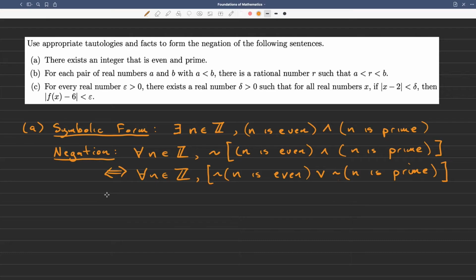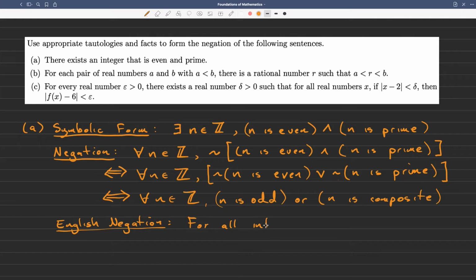Okay, and so simplifying that out just a little bit, this becomes for every n in the integers. Well, what's the opposite of n is even? When you're in the land of integers, if you're not even, then you must be odd. So n is odd, or, and when you're talking about integers, if you're not a prime integer, you must be composite. And so putting that into its English form, for all integers n, n is odd or n is composite. Should use the symbol there for or.